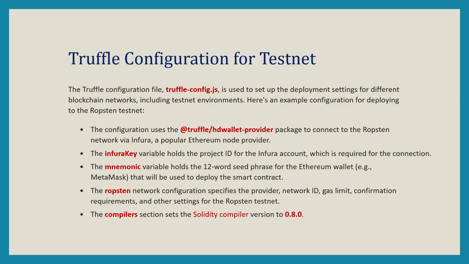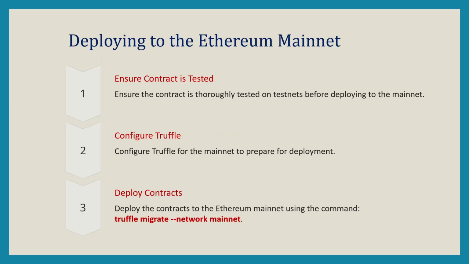The Ropsten network configuration specifies the provider, the network ID, gas limit, confirmation requirements, and other settings for the Ropsten testnet. And the compiler section again just sets the Solidity compiler version to 0.8.0.